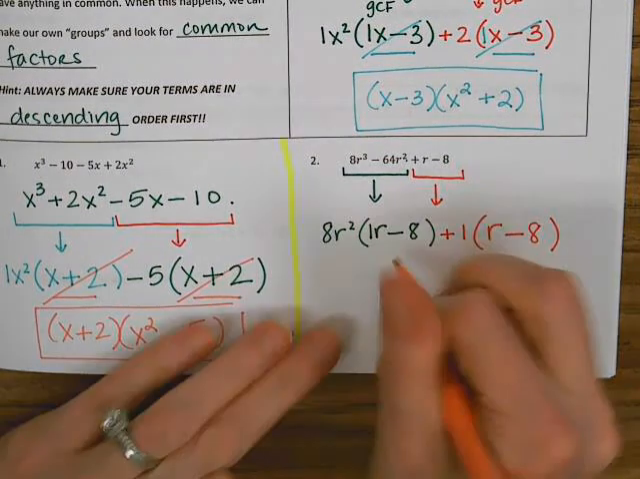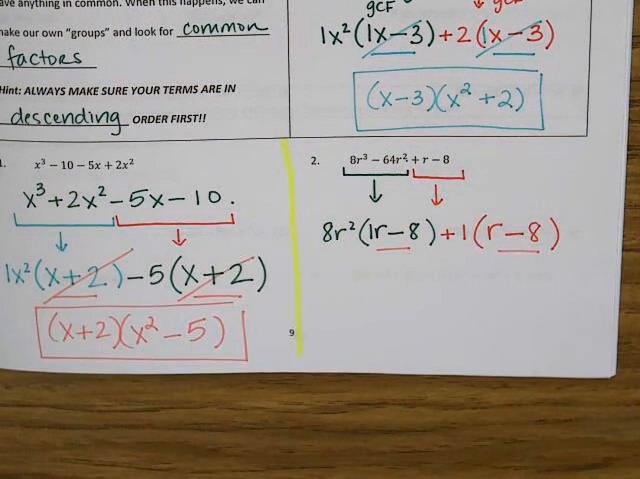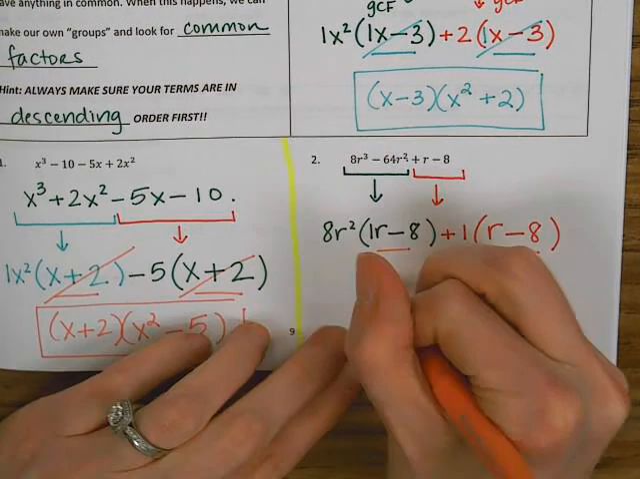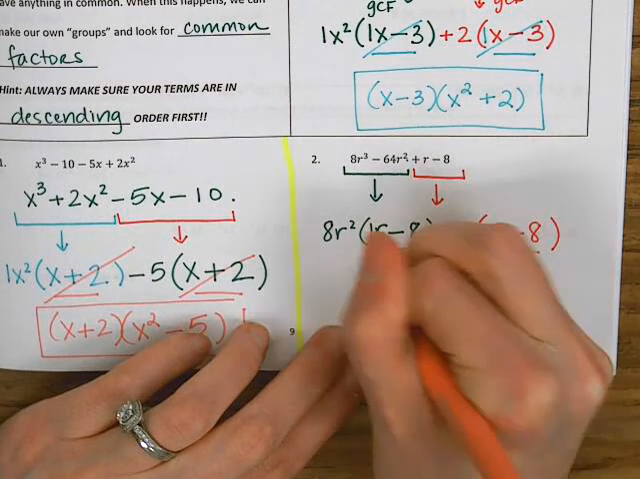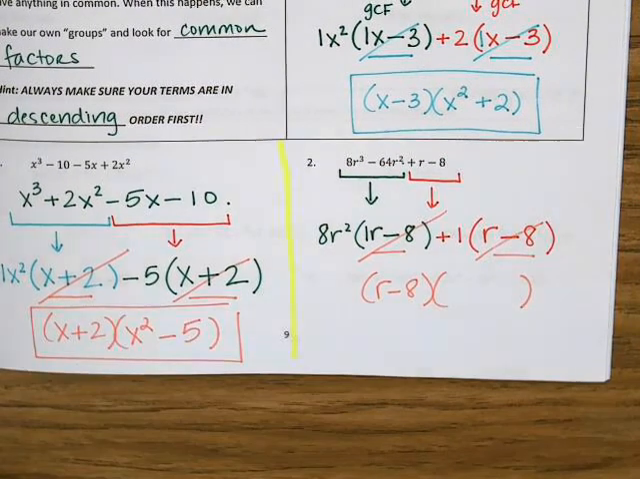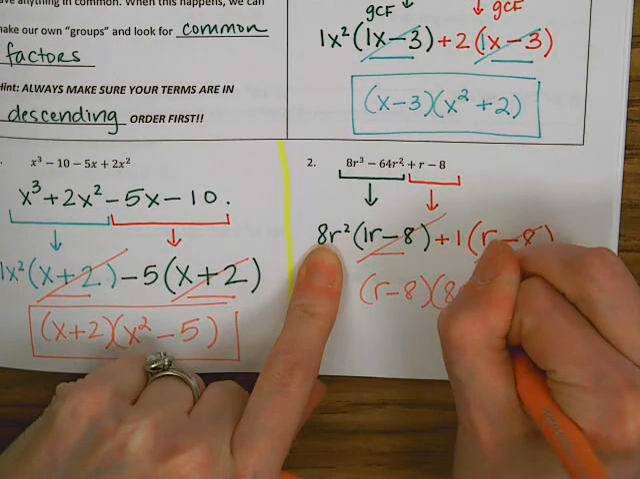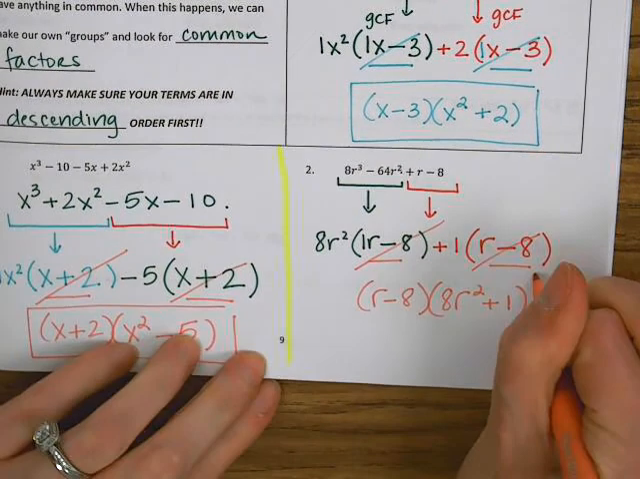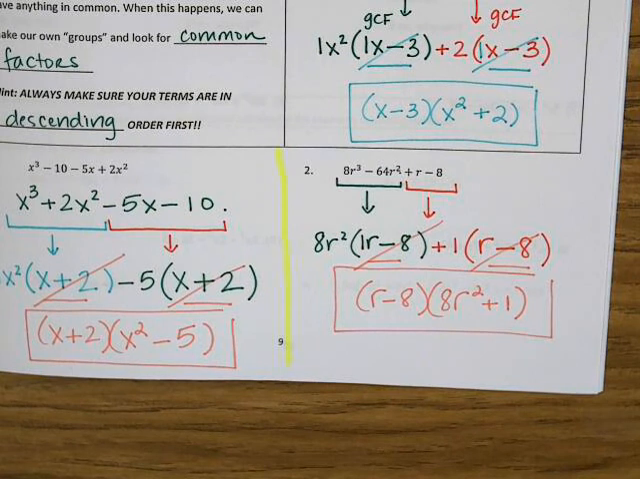Okay, we're in good shape because these match. So now the common factor is the 1r minus 8. So that comes out, and the remaining stuff goes in the second parenthesis. 8r squared plus 1. Okay, so this is called factor by grouping. Nice job.